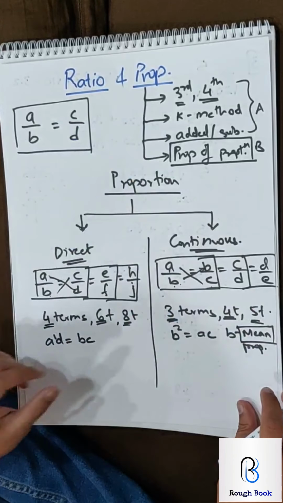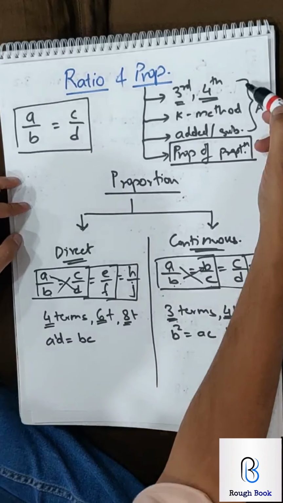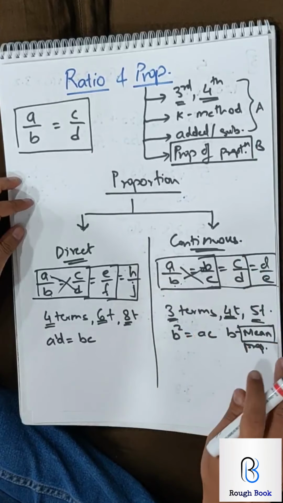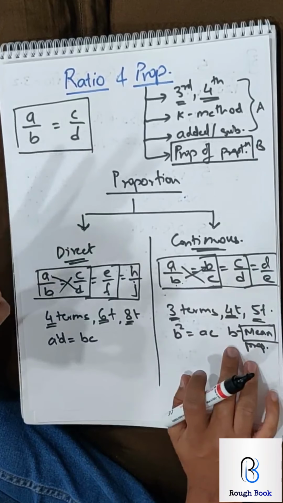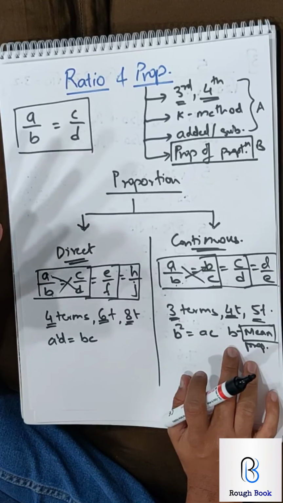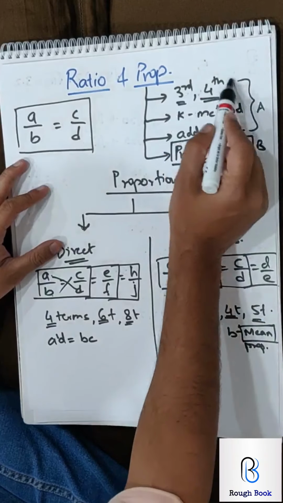If you are still not clear, rewind the video, go through it again. Let's hit these 3 parts. So what they will do is they will give us 3 terms and they'll ask us the fourth one in direct. In continuous they'll give us two terms and they'll ask us to find the third term. That's what the first part will be.